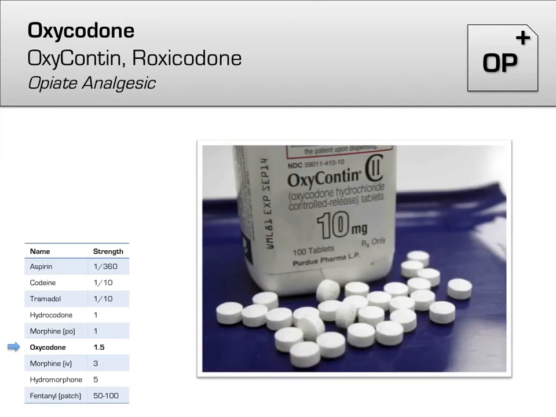Oxycodone, brand name OxyContin or Roxicodone, is about 1.5 times stronger than morphine. Just be able to recognize oxycodone as about a medium-strength opiate.